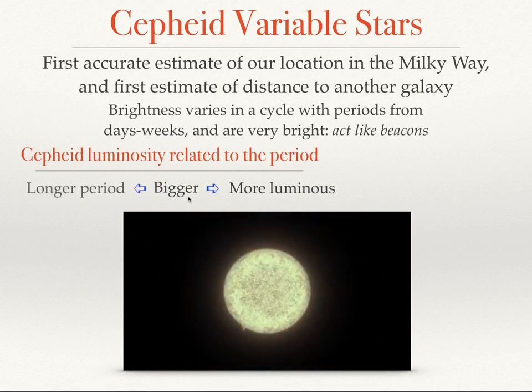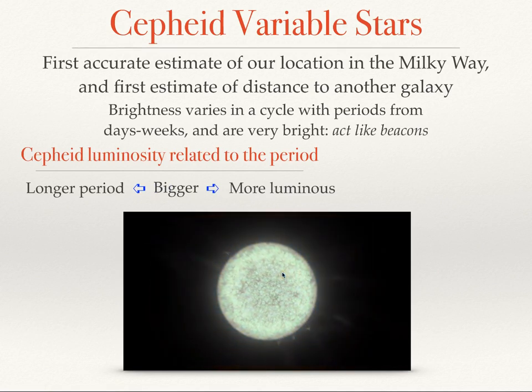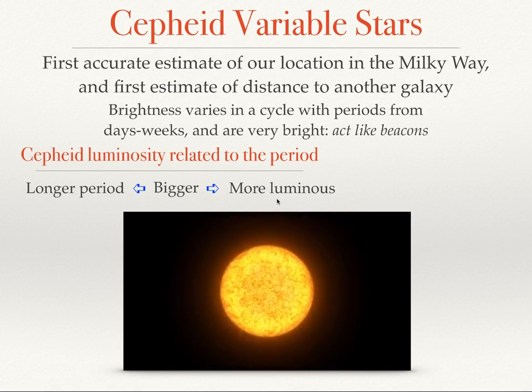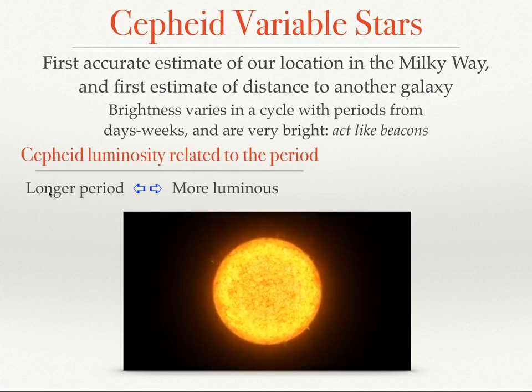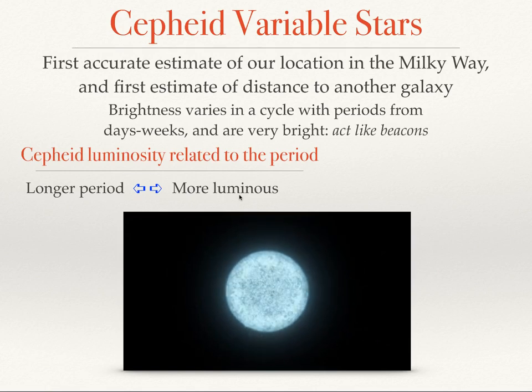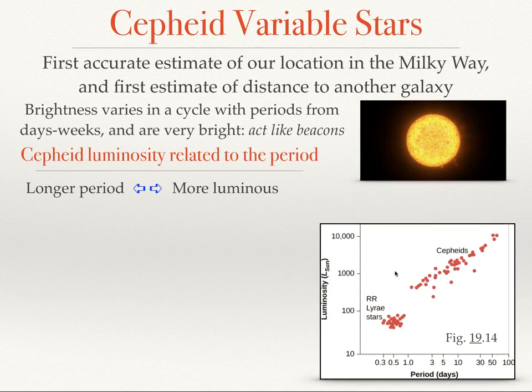And likewise, if it's bigger, you might expect it to take a longer time to pulsate, simply because it has to travel through a larger distance as it does so. And that leads to this idea of a relationship between the period and the luminosity. And that is represented in this graphic from the textbook. This plots luminosity in relationship to the luminosity of the sun. Again, this is the average luminosity versus period.